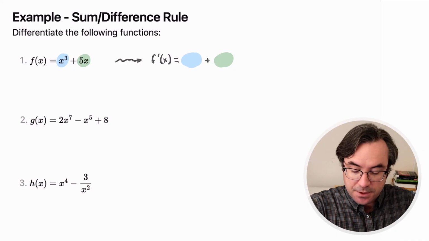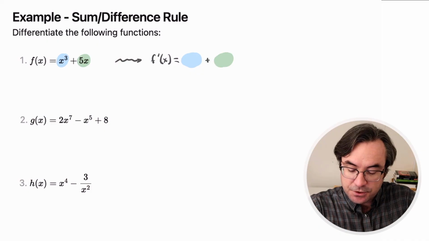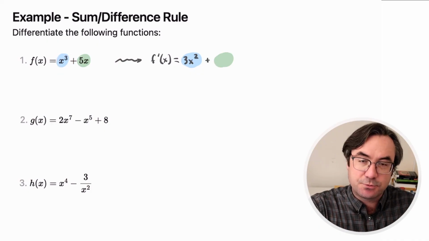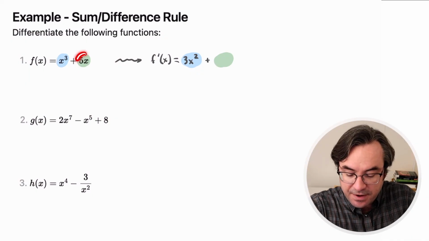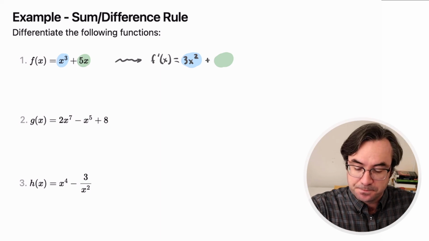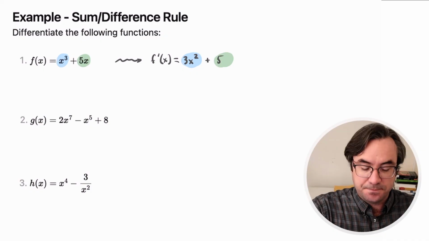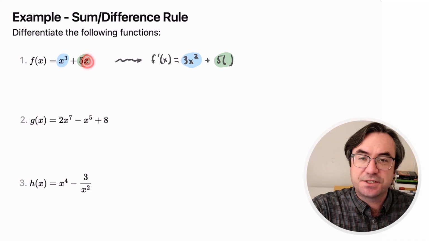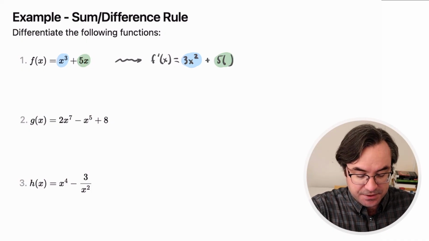All right, so let's start with that x cubed. Differentiate that. This is just a power function, so we bring down the 3, keep x, subtract 1. So 3x squared. Now the 5x, this is a constant multiple. So the 5 stays in front, and then we have to differentiate just the x. And the derivative of just x is 1.